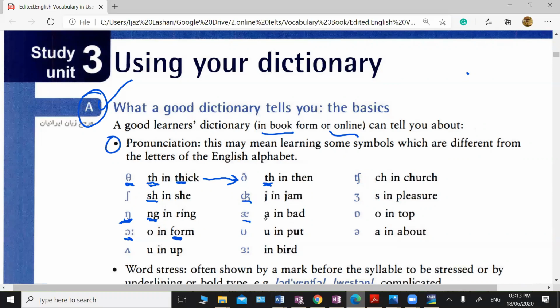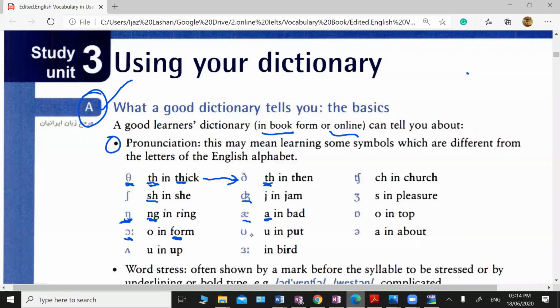That is, the letter is A, and the sound is like bad, sad. Okay, so this kind of word, like bad, sad, had, words like that, and you can see the symbol is also here.